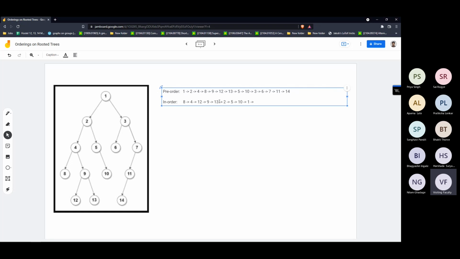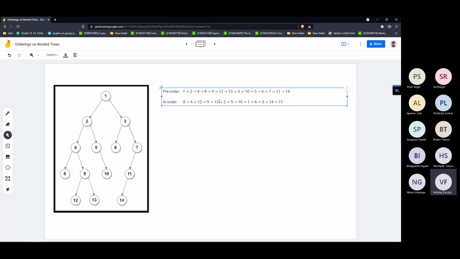So we keep it there and we go to the left subtree of 3, which is just the vertex 6. So the left subtree of 3 is complete. Then we write the root 3, then we go to the right subtree of 3. Right subtree of 3, root is 7. We keep it there, we go to the left subtree of 7. Left subtree of 7, root is 11. Its left subtree is 14. So we first write 14. Then the root there is 11. Its right subtree is empty.